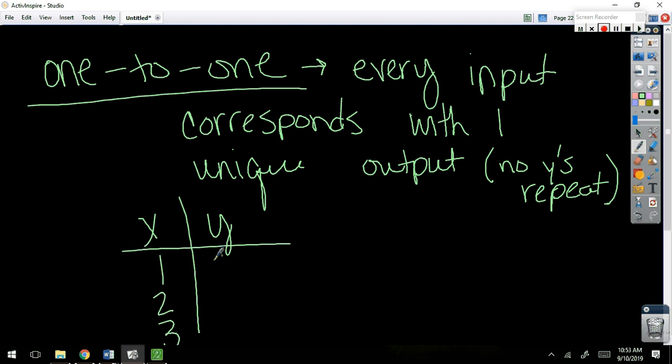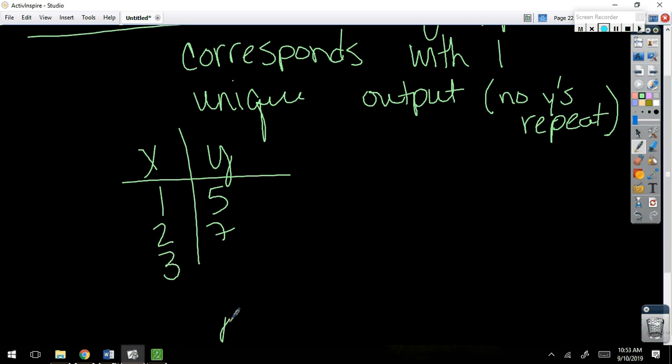It is a function. It's still a function. So by being a function, it means the x's don't repeat, right? One-to-one means not only do the x's not repeat, but neither do the y's. Okay? Can you think of a graph that might be one-to-one? Can you think of an easy graph where every x has a unique y?